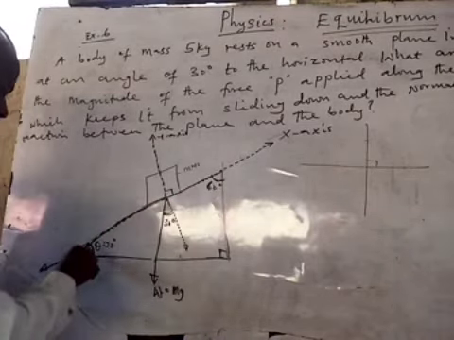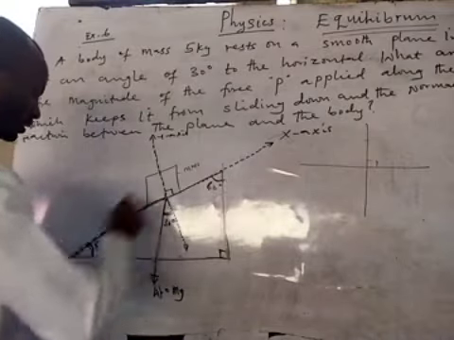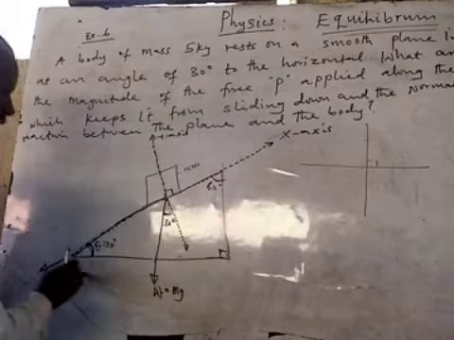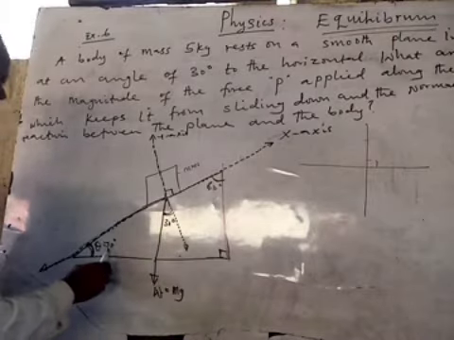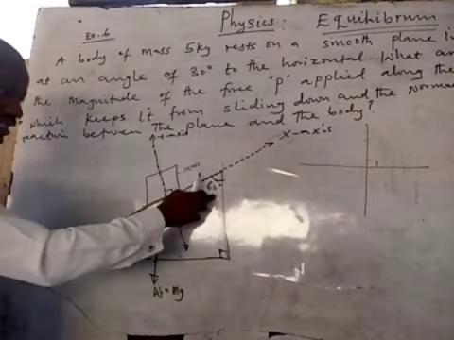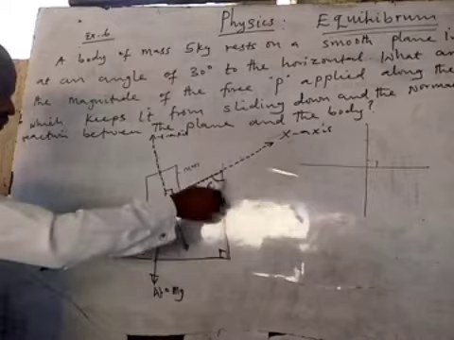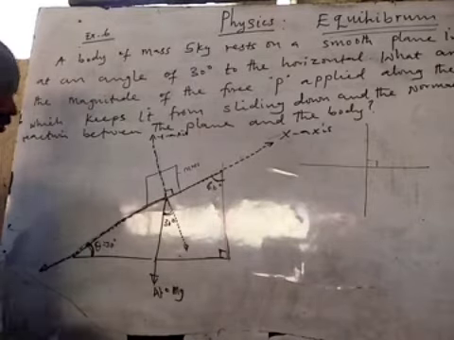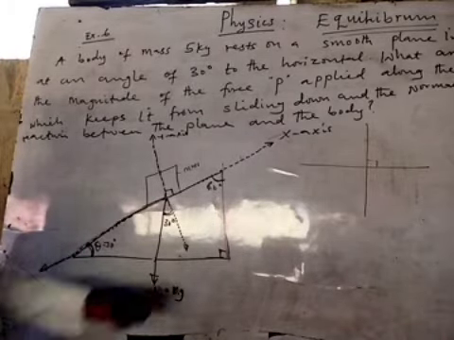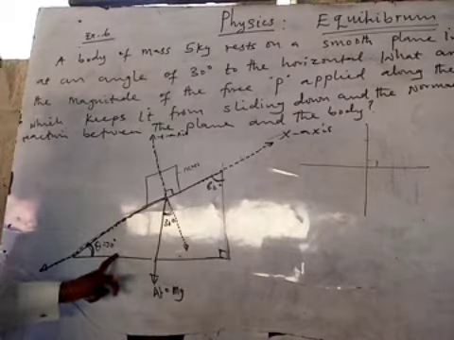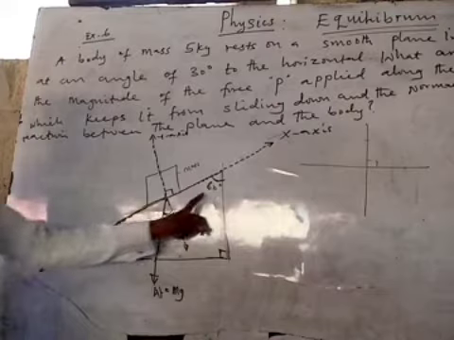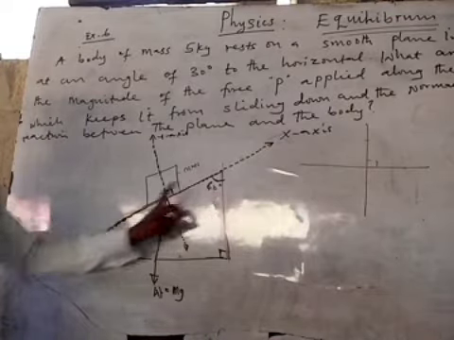Because when you look at this big triangle here, this is a big right angle triangle. So here is 90, here is 30, therefore here should be 60, because the sum of the angles in the triangle must be equal to what? 180 degrees. So if here is 90, these two must give us what? 90. And since here is 30, the remaining should be 60. That is how we produce this.